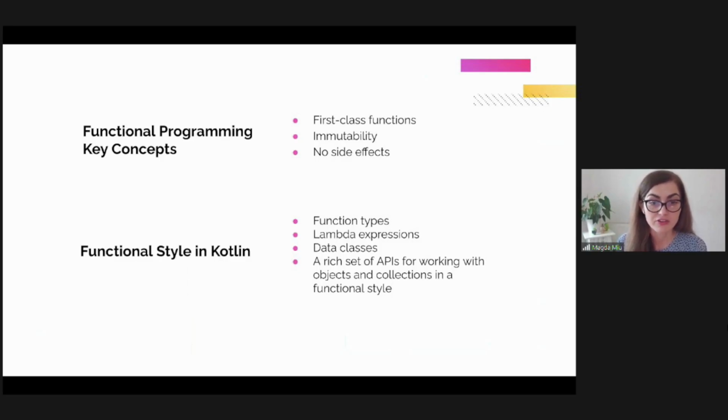And these include the function types, which allow us to use functions that receive other functions as parameters or return other functions. We have the lambda expressions that give us the opportunity to pass code with minimum boilerplate. We have the data classes that help us with immutability. And we also have a rich set of APIs for working with collections in a functional style.